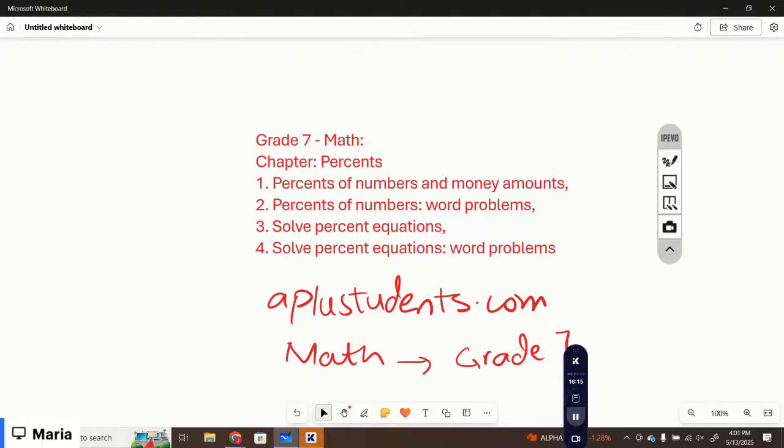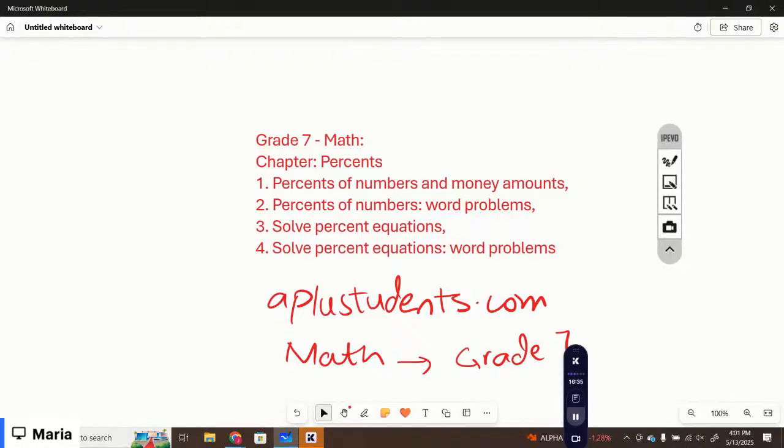We're going to start with the chapter percents. The lessons we're going to cover today are percents of numbers and money amounts, percents of numbers word problems, solve percent equations, and solve percent equation word problems.